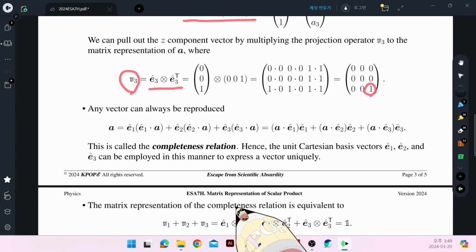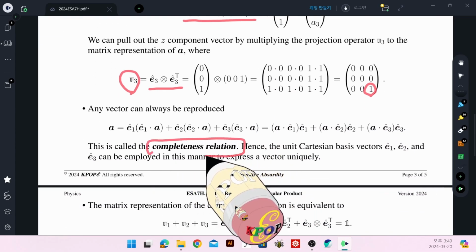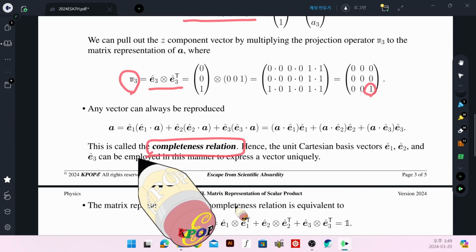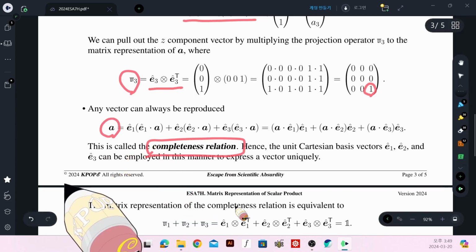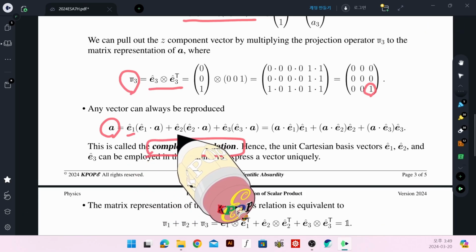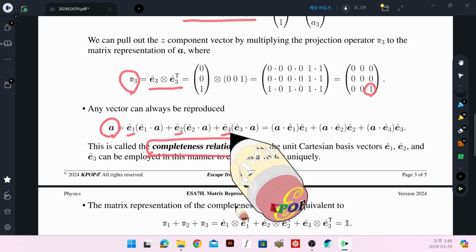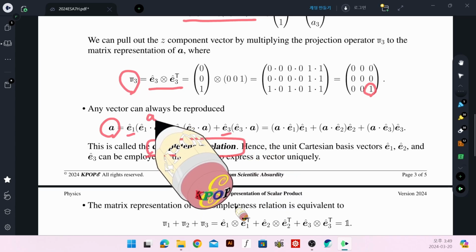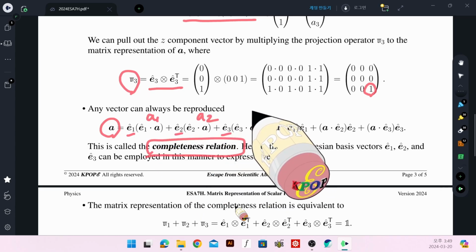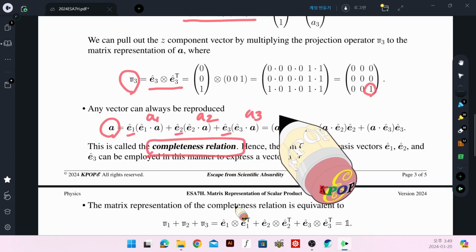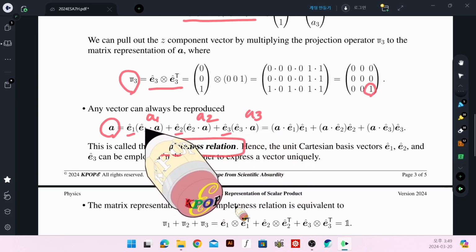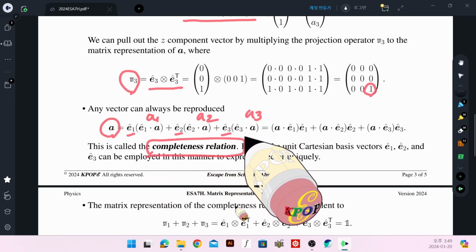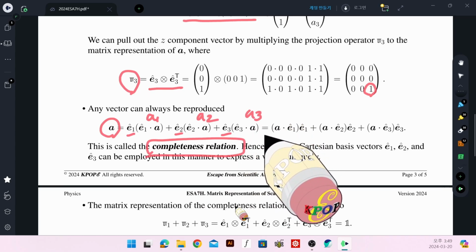We recall what we call the completeness relation: any vector in three-dimensional Euclidean space is a linear combination of the three unit Cartesian basis vectors. The Cartesian components A1, A2, and A3 can be extracted by multiplying E1 hat, E2 hat, and E3 hat with the vector A.